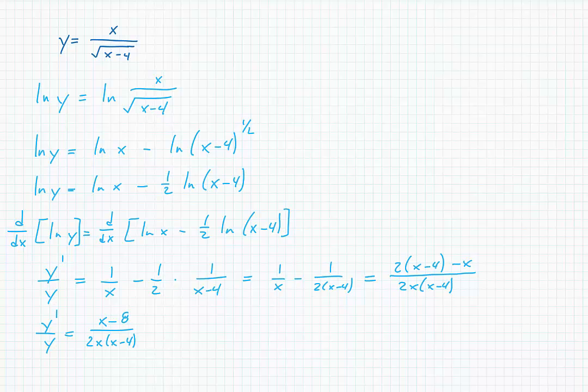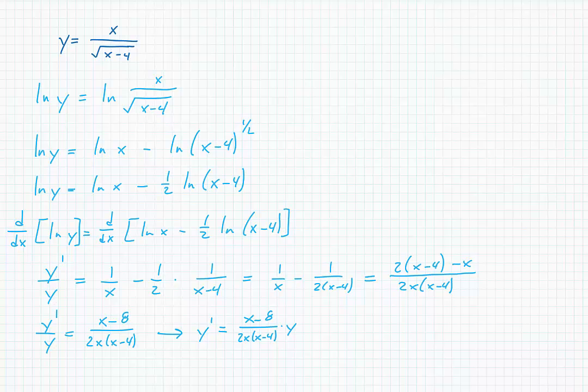And then what we need to do is we want to get y prime by itself. We don't care about y prime over y. We want just y prime. So we can multiply both sides by y. That will give me y prime is equal to x minus 8 divided by 2x times x minus 4, times y.